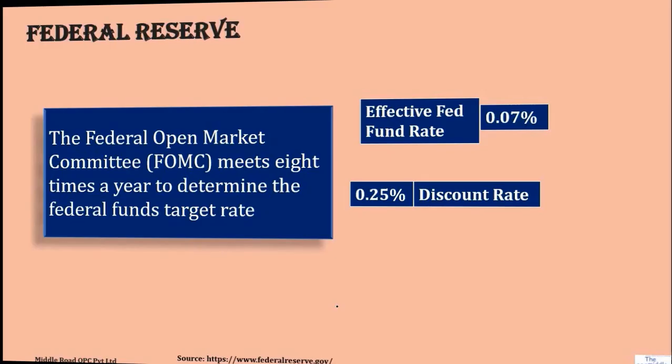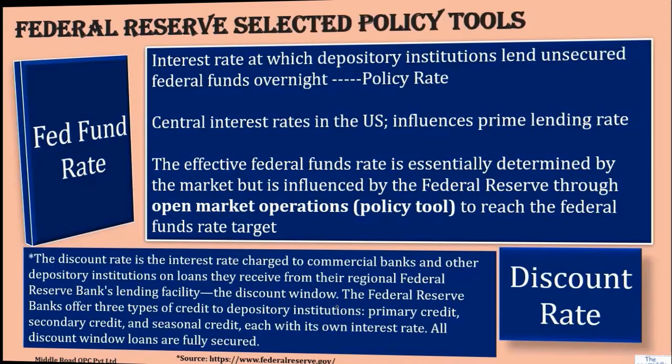Now we come to the Federal Reserve, which is the central bank of the United States of America. They track the policy rate, the effective Fed funds rate. It's known as the Fed funds rate, it's 0.07%, and the discount rate. Now, when we talk about the Fed funds rate, it is basically the rate at which depository institutions or banks lend to each other overnight. It's unsecured. It's determined by the market. We looked at open market operations.